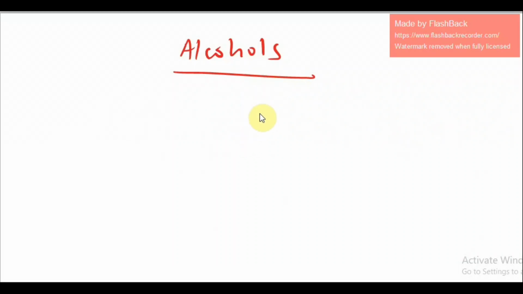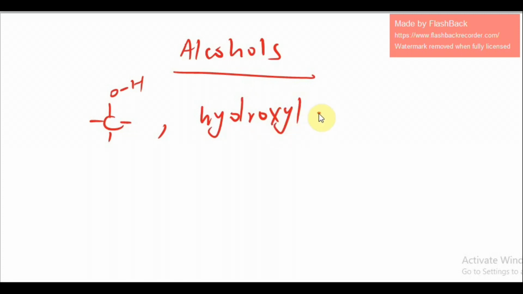Hello to everyone. Today we are doing types of alcohols, that is primary, secondary, and tertiary alcohol. Remember that alcohols have the functional group OH, which is known as the hydroxyl group. That is the functional group of alcohols.